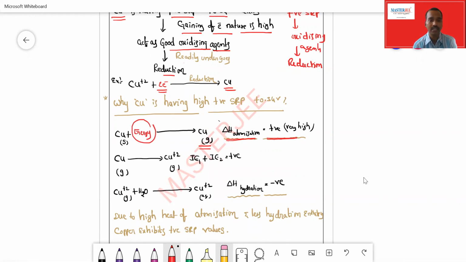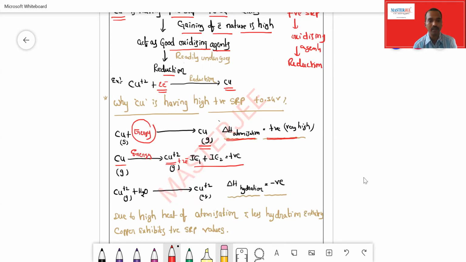Next, this gaseous copper gets converted into ions. By using a certain amount of energy, we remove electrons from copper so that it gets converted to Cu2+ by losing 2 electrons. So here ionization energy 1 and ionization energy 2 both take place, by absorbing energy again. This is also positive.